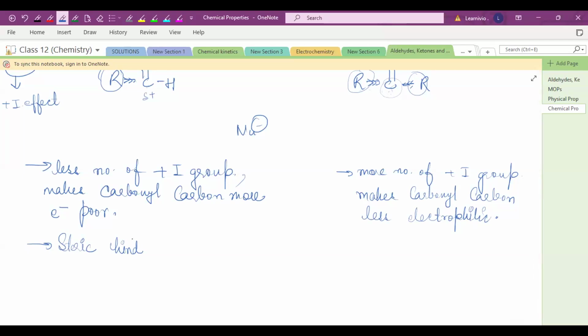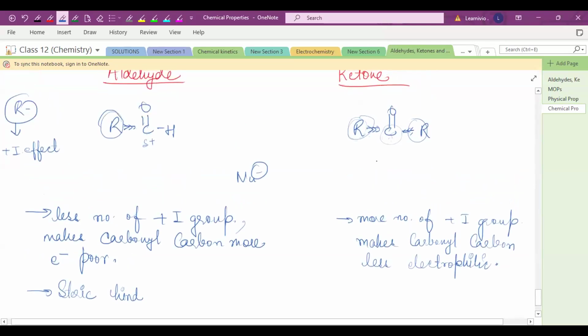Negative inductive effect, minus I effect, is due to electron withdrawing groups, just like your halogens and nitro group. But this is plus I effect. Plus I effect is due to electron donating groups, just like your alkyl group. An alkyl group will just push the electron density towards its adjacent carbon. See this, in the ketone, this alkyl group and this alkyl group, from both the sides, there will be a push, right?